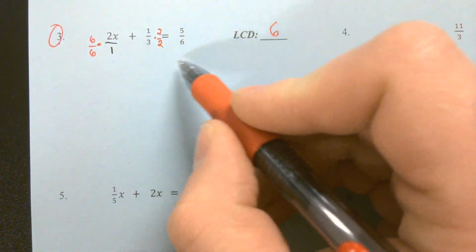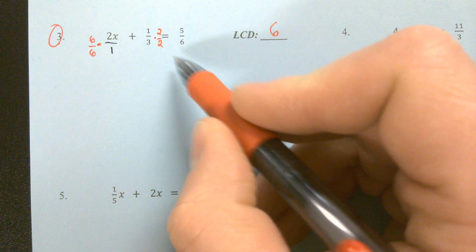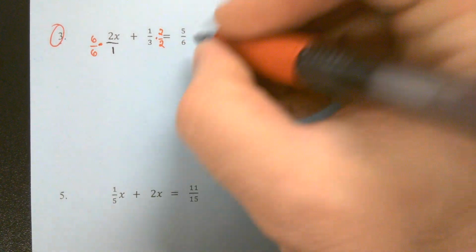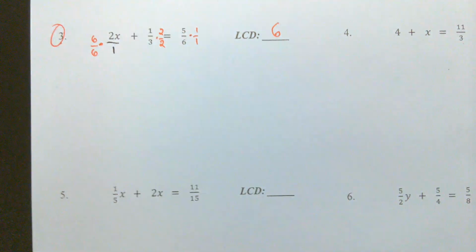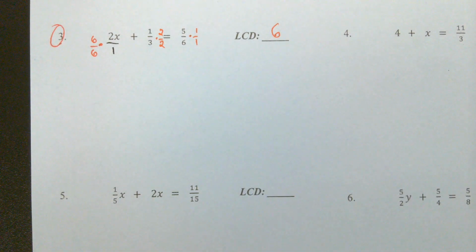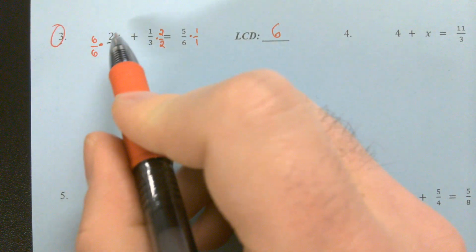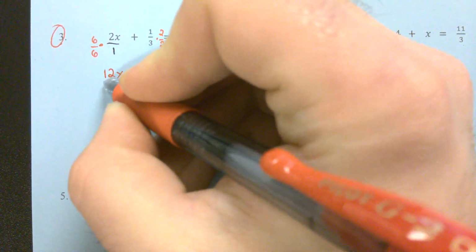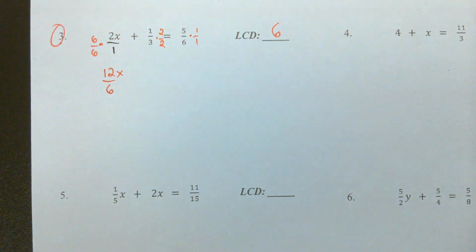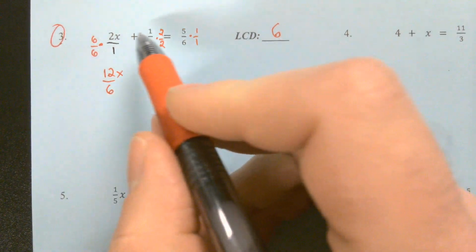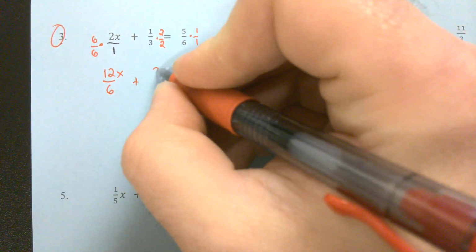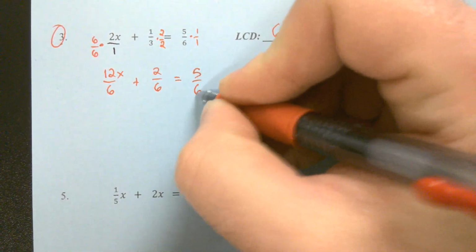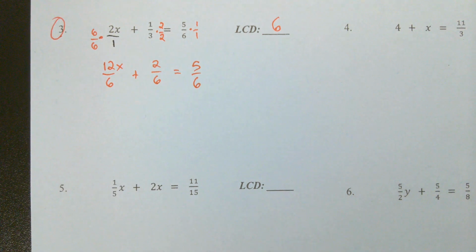And do I need to multiply anything by 6 to equal 6? No, we're going to leave that one alone. You could say, again, we're multiplying it by 1 over 1. That doesn't matter either way. So 6 times 2x over 6 times 1 gives me 12x over 6. 1 times 2 over 3 times 2 gives me 2 over 6. And I've got my 5 over 6 on the right.